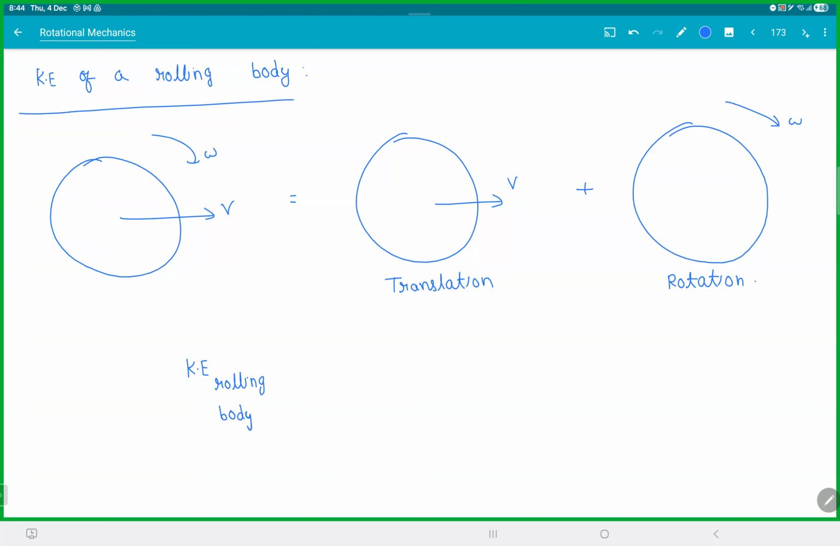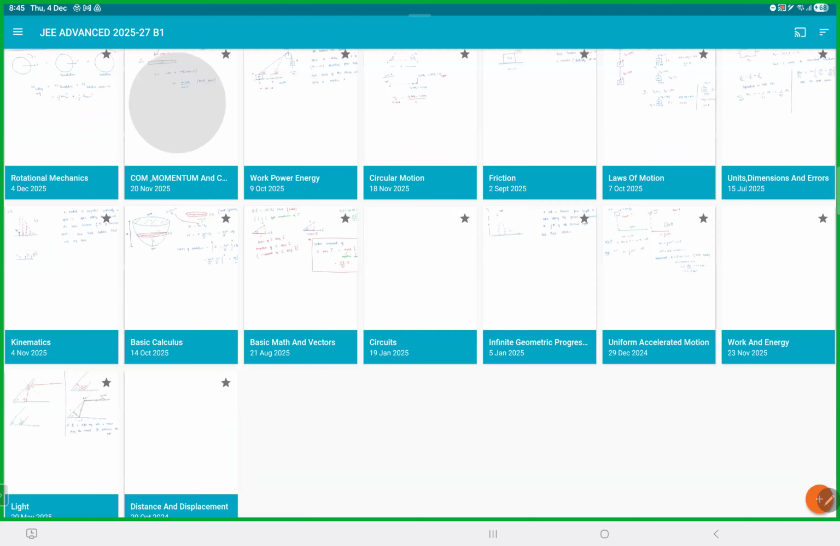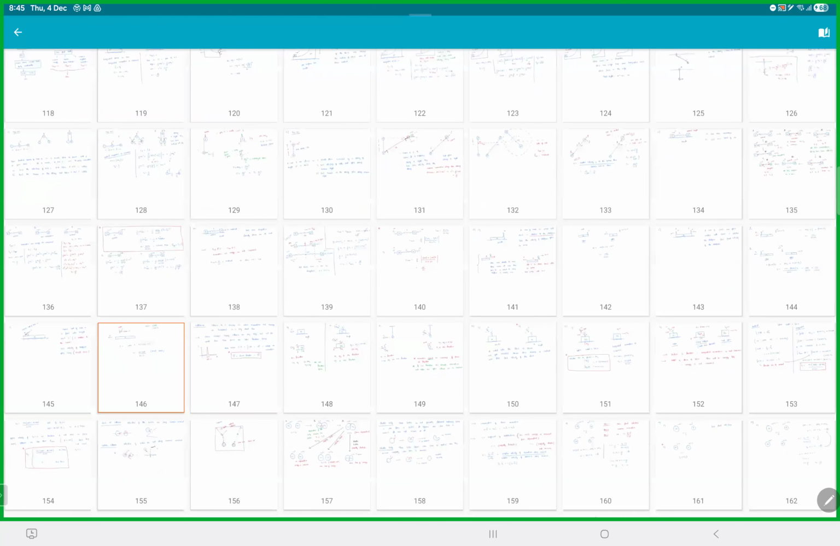Rolling body: this is the translating part, the kinetic energy of translation, and this is the kinetic energy of rotation about the center of mass. You assume all the mass is located at the center of mass, so half m v square, plus the rotation about the center of mass, half I_COM omega square. Where did we prove this? We proved this in center of mass, when we wrote that kinetic energy term.